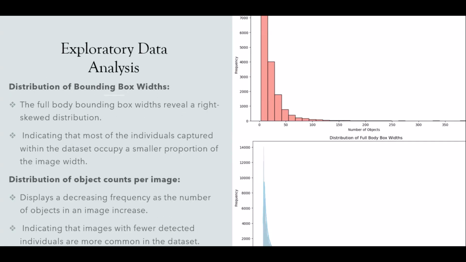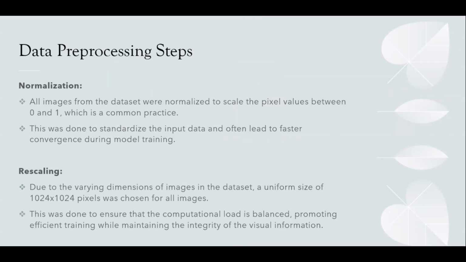Then we did an exploratory data analysis. The first graph is the distribution of object counts per image, which displays a decreasing frequency as the number of objects in an image increases. This indicates that images with fewer detected individuals are more common in the dataset. The second graph below it is the distribution of whole body box width, which reveals a right-skewed distribution, and this indicates that most individuals occupy a smaller proportion of the image width.